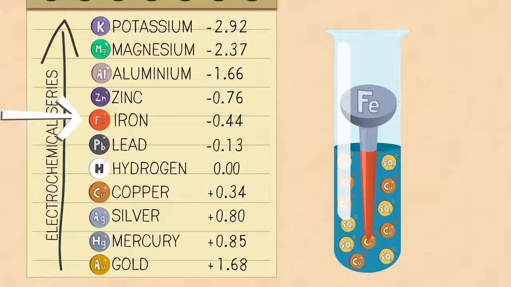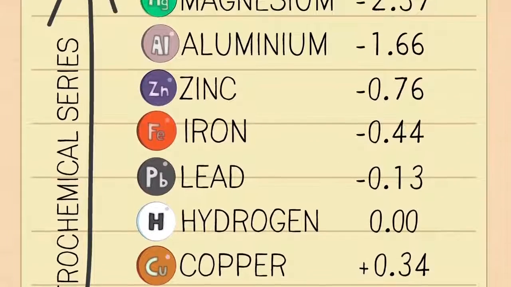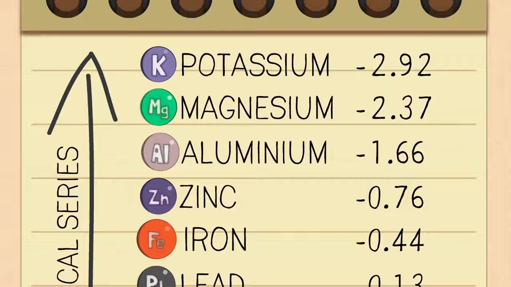The higher up metal in the electrochemical series is the one that always displaces the ions of the lower down metal. Metals lower down in the series cannot displace more reactive metals from their solution. You can use this idea to predict whether a displacement reaction will occur.